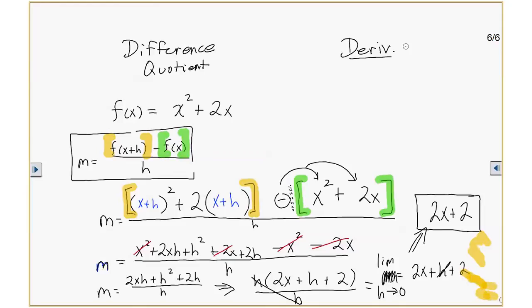You're plugging the x into the formula. So you do f of x plus h. Right in the slope formula. Right here? Yeah. So if f of x equals x squared plus 2x.